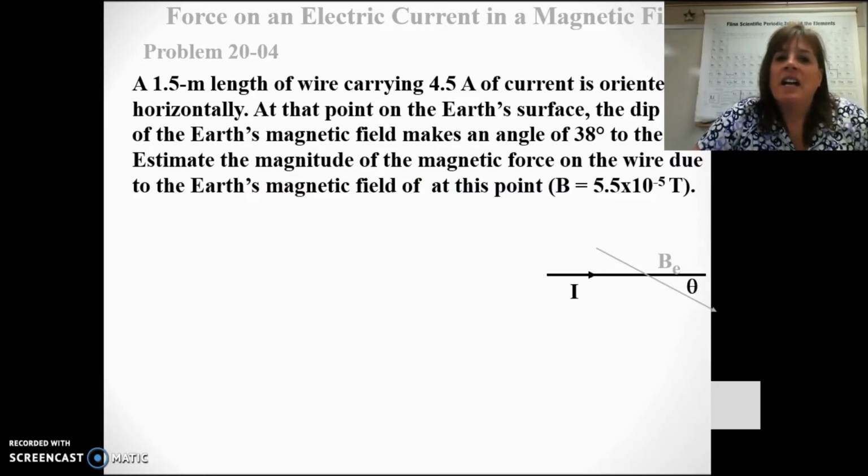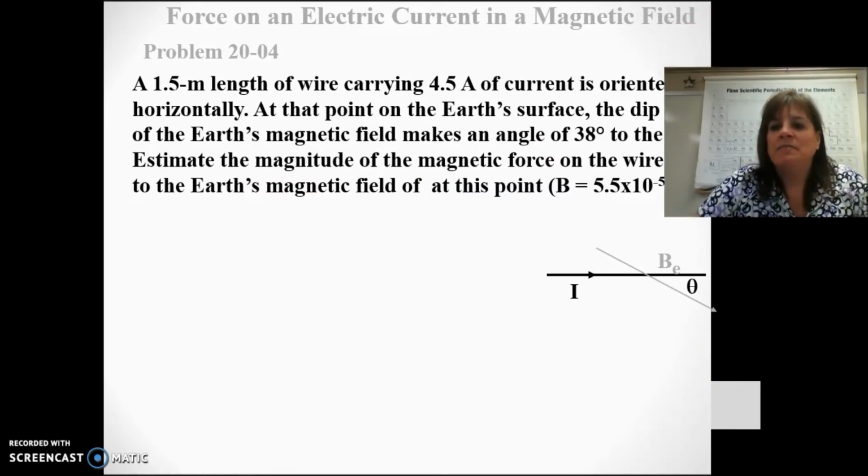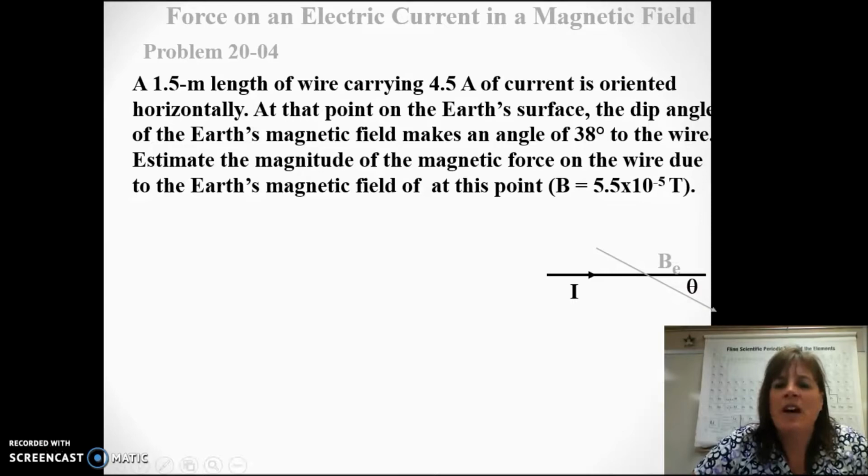All right, I got another question for you. Pause the video and see if you can find out the magnetic force on this wire in Earth's magnetic field. Earth's magnetic field has a magnitude of 5.5 times 10 to the negative fifth Tesla.